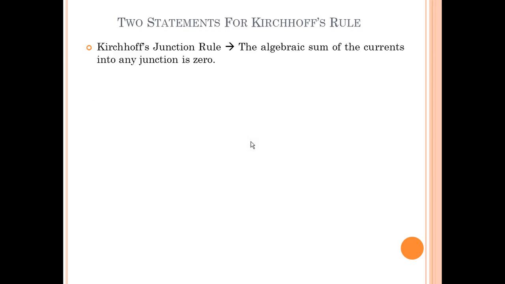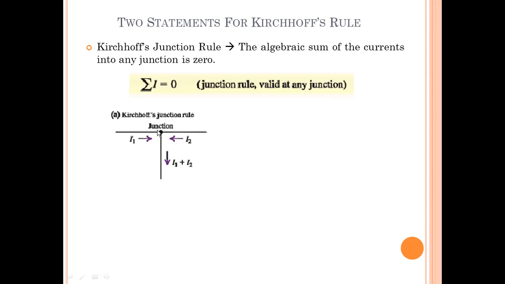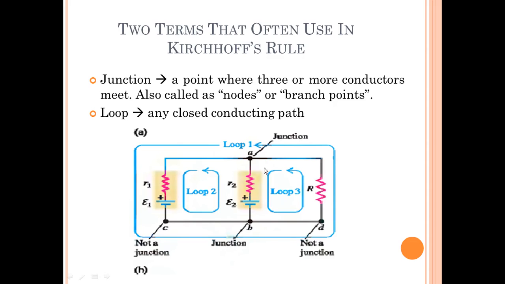Now let's move on to the two statements of Kirchhoff's rule. The first statement is called Kirchhoff's junction rule, and the statement goes like this: the algebraic sum of the currents entering or leaving a node, or leaving or entering a junction, is zero. So what does this mean? Consider a single junction in the diagram, just like what we have here in this illustration. Junction A. We could also use junction B, but let's focus first on junction A.